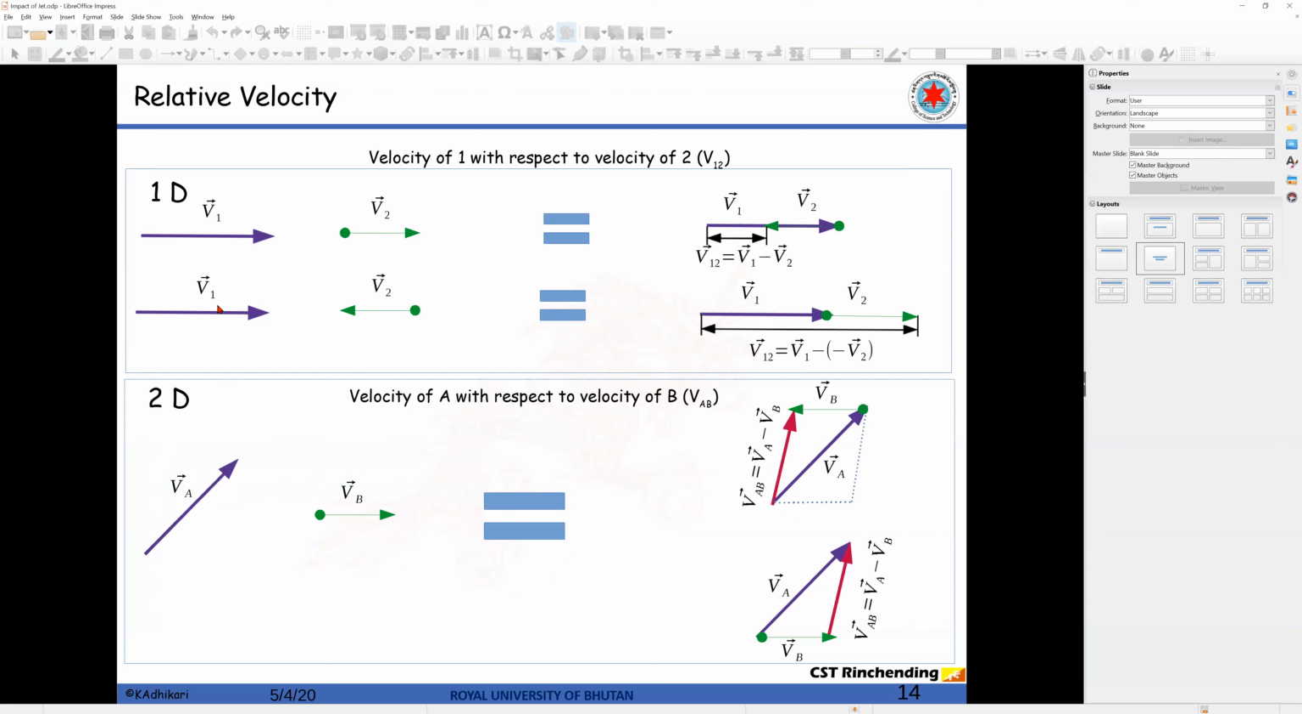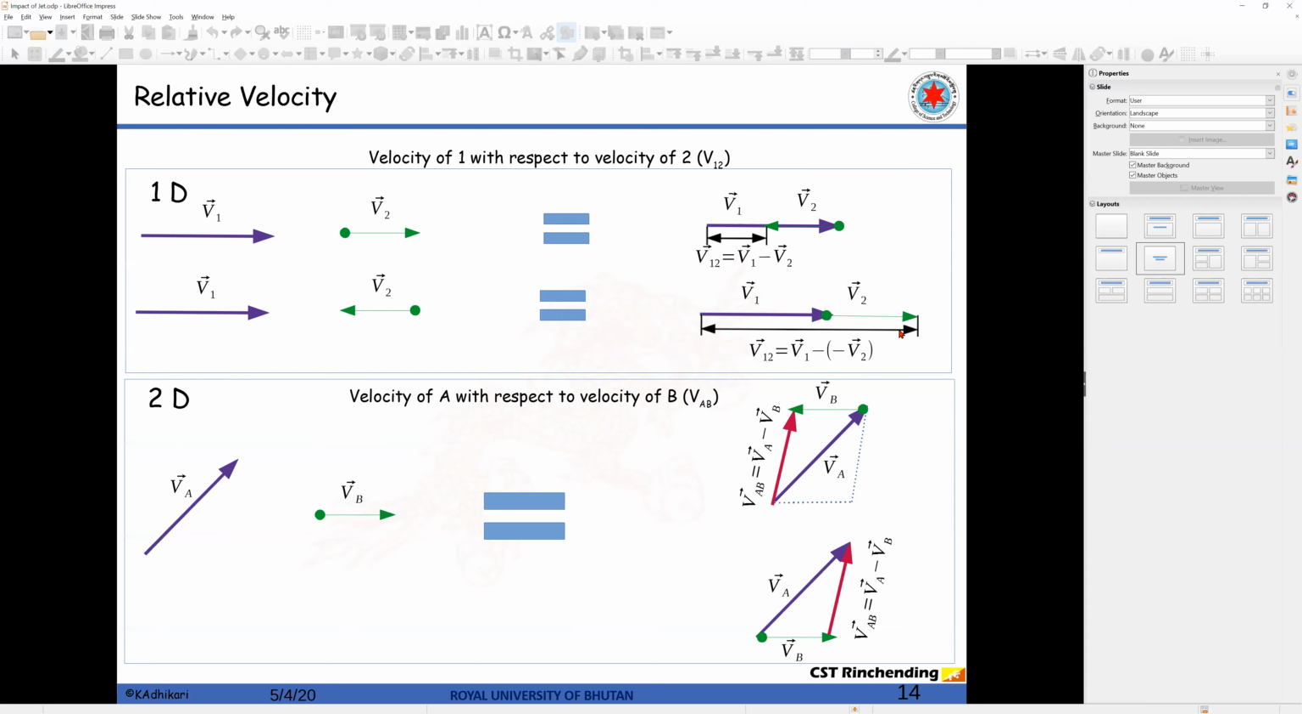vector 1 and vector 2 are in opposite direction. To find the relative velocity of vector 1 with respect to vector 2, we draw vector 1, and from the tip we change the direction of vector 2. Now from the base of vector 1 to the tip of vector 2 is the relative velocity of 1 with respect to 2. Mathematically, vector 1 2 is equal to vector 1 minus, again minus vector 2, because this is in opposite direction. So that's why it becomes plus.